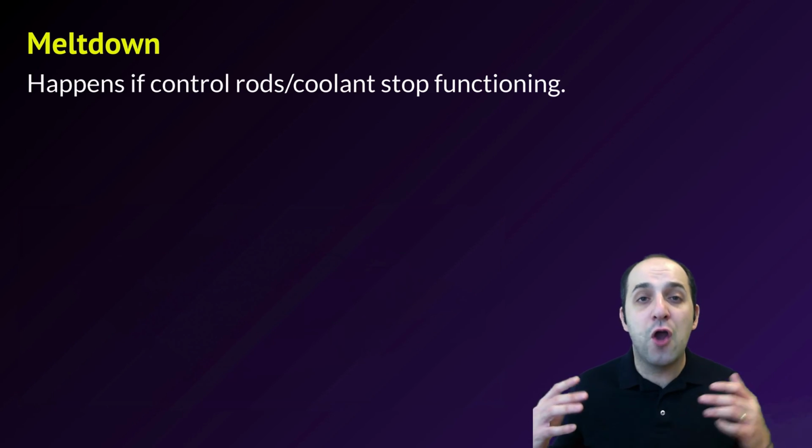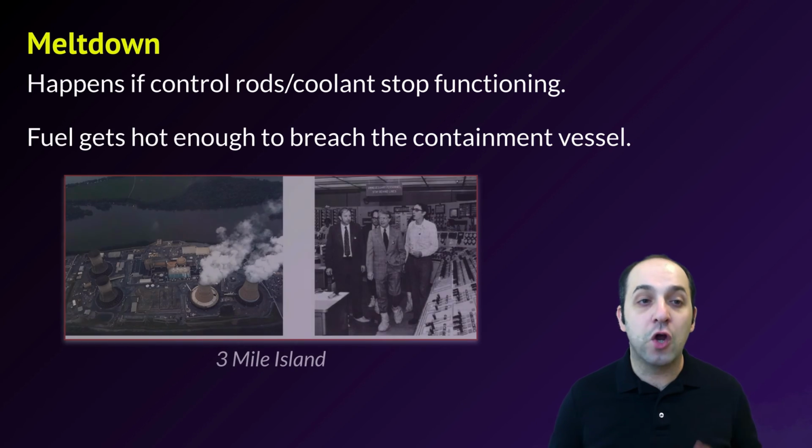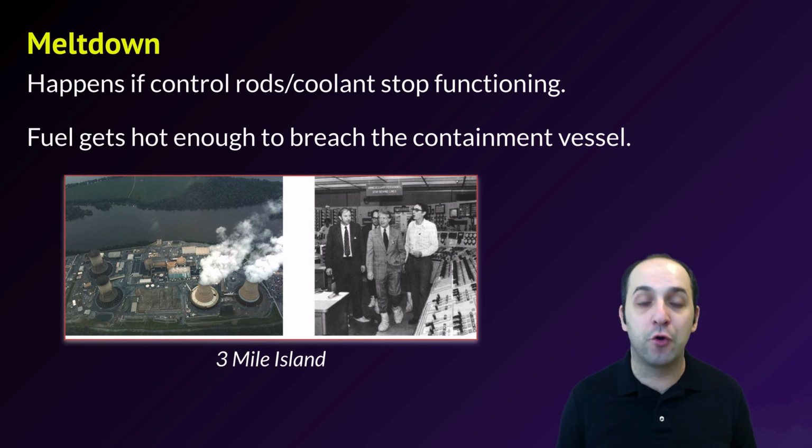The other thing that we can talk about is the condition known as a meltdown. So yeah, a nuclear power plant will not explode like a nuclear weapon, but it can undergo what's known as a meltdown. And that happens if the control rods and coolant systems stop functioning. If that occurs, the heat that's produced causes the uranium fuel material to get so hot that it can actually melt through the containment vessel. We actually cannot create a containment vessel that's secure enough to deal with this issue.